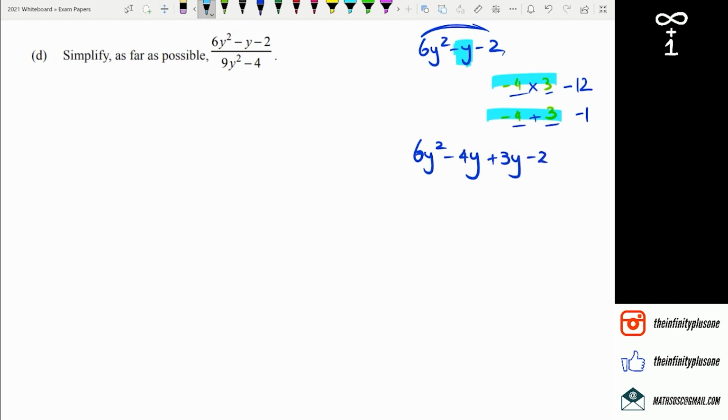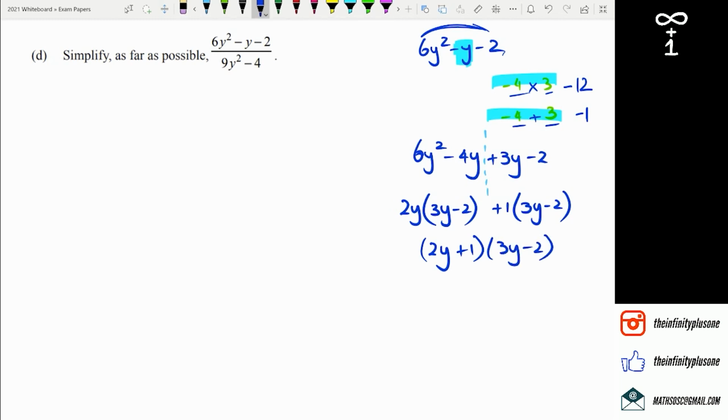Factorize this by parts. So separate this. I've got 2y as a common factor, which means I get 3y minus 2. In the other part, I have no common factors, which means I get 1 and 3y minus 2. So then I can say that this is 2y plus 1 and 3y minus 2. So 2y ends up being here, the 1 ends up being there, and it's 3y minus 2.